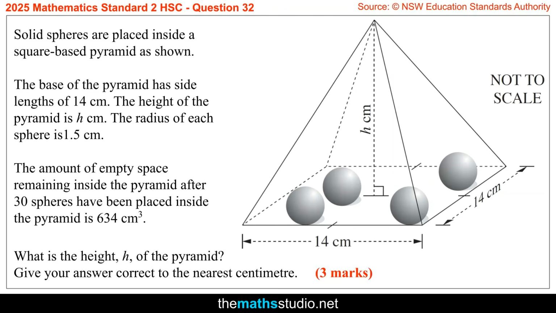The amount of empty space remaining inside the pyramid after 30 spheres have been placed inside the pyramid is 634 cubic centimeters. What is the height, h, of the pyramid? Give your answer correct to the nearest centimeter.